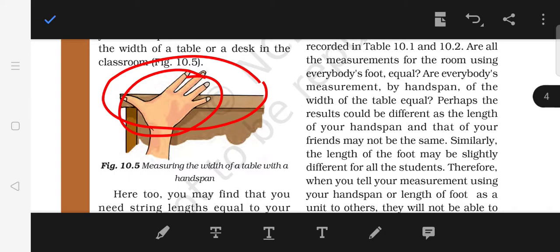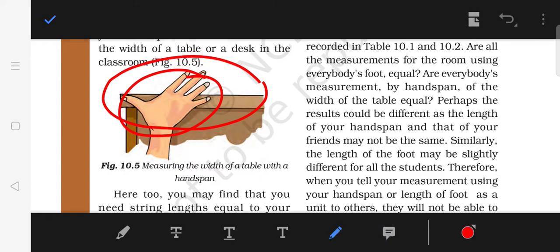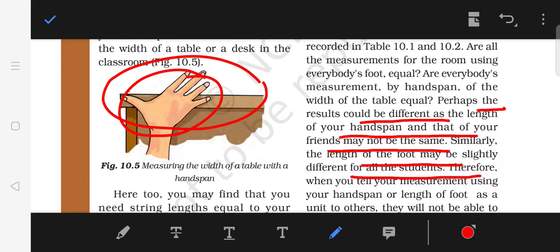Are all the measurements of everybody's foot equal? No. Perhaps the result could be different, as the length of your hand span and that of your friends may not be the same. Similarly, the length of the foot may be slightly different for all the students.